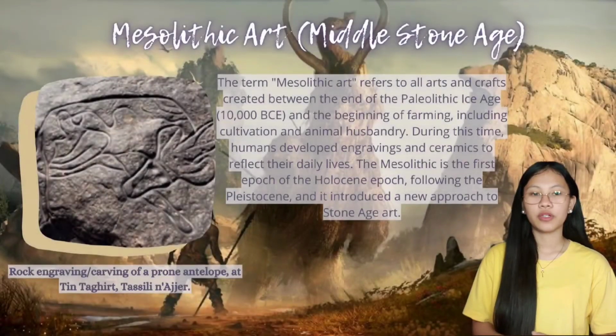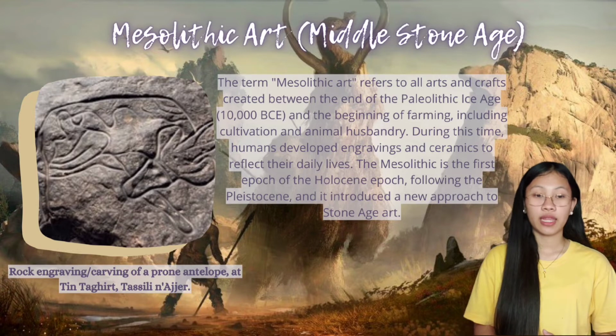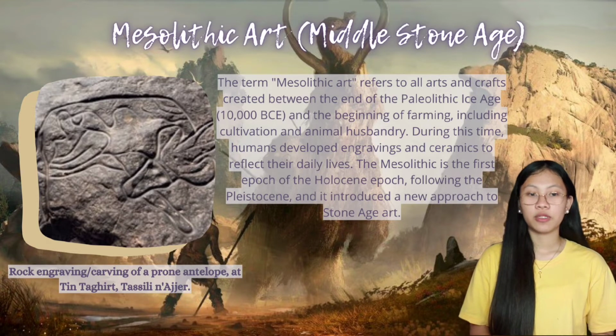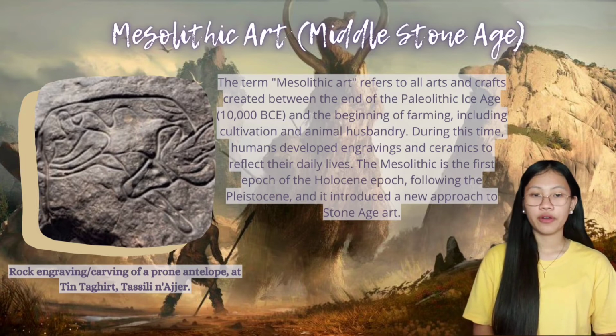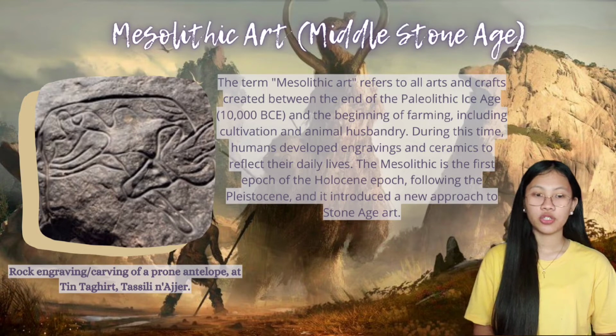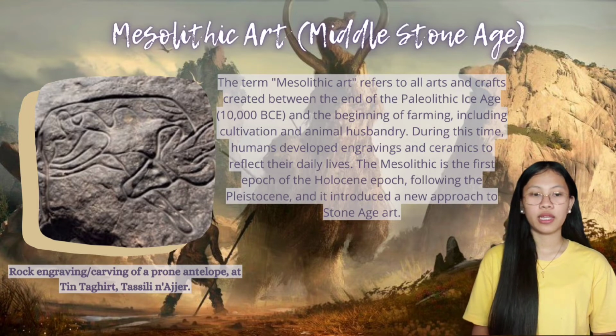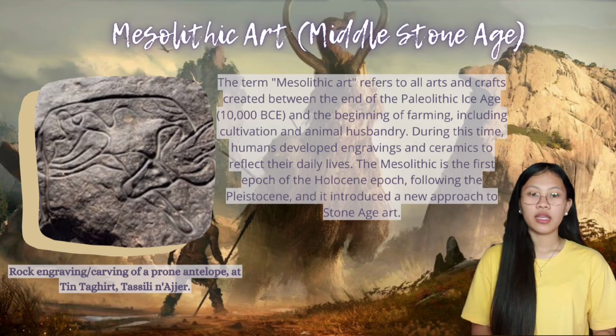Now let's move on to the Mesolithic art or the Middle Stone Age. Between the end of the Paleolithic Ice Age and the onset of farming, with its crop and animal husbandry, all works of art and craft are referred to as Mesolithic art, depending on how long it took for agriculture to take hold after the Ice Age ended. The length of this transitional Mesolithic period differed from region to region, and the Holocene epoch, which began with the Mesolithic period followed by the Pleistocene, introduced a new perspective on Stone Age art.